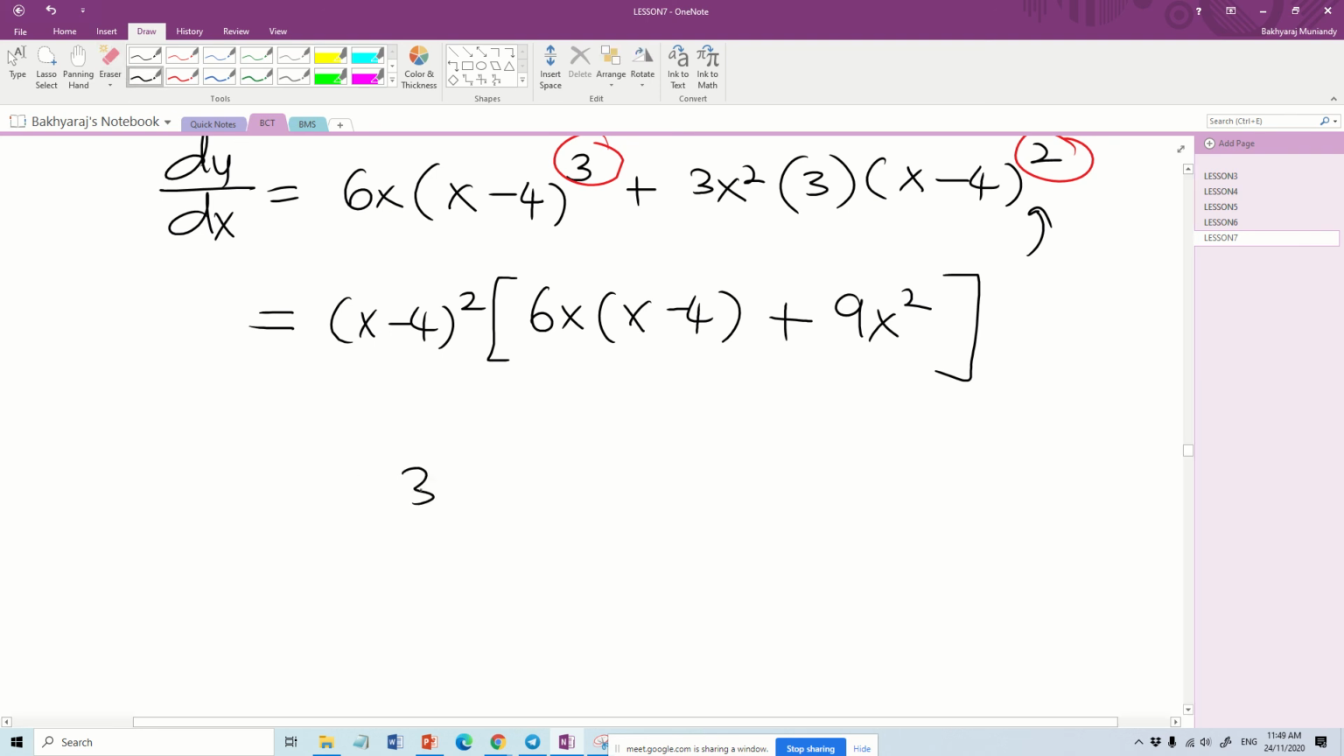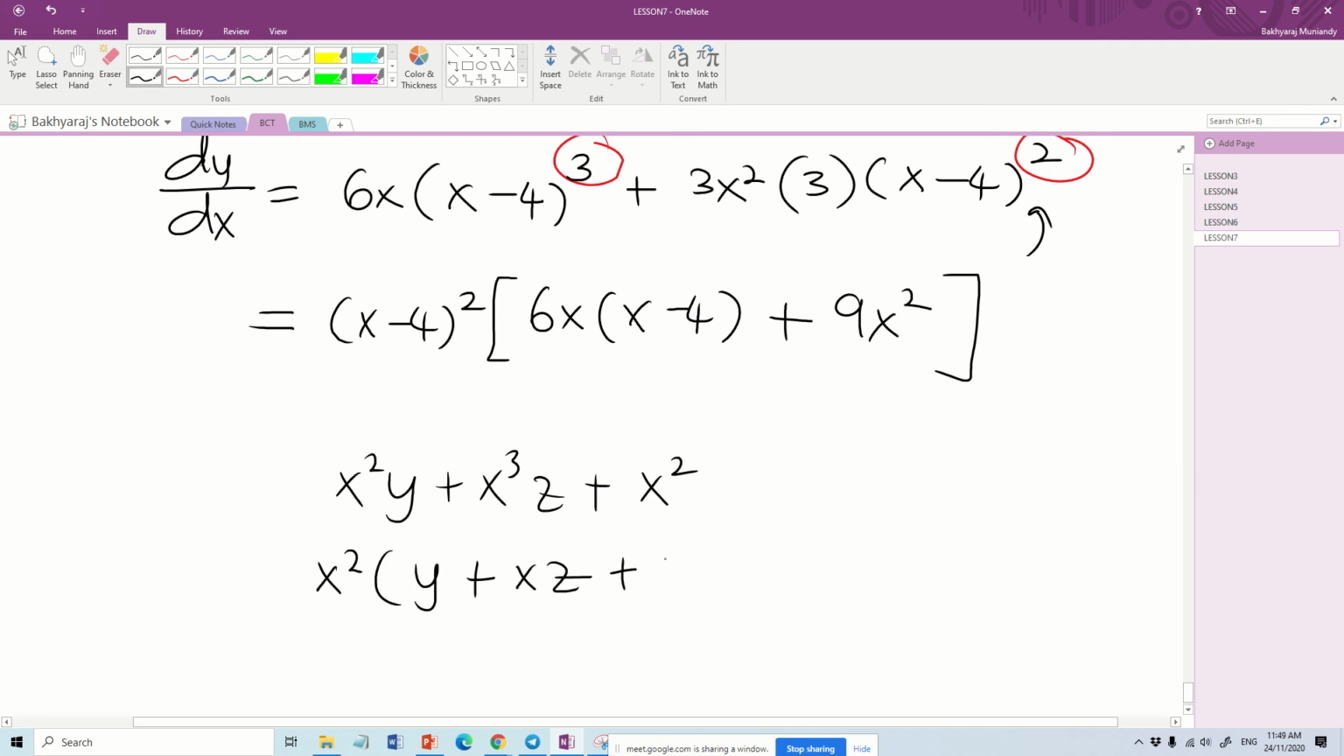Maksud saya macam ni. Okay, contoh saya bagi macam ni. Bagi simple problem. Okay, let's say saya ada x power 2 y tambah x power 3 z tambah x power 2. Ini baru jadi satu dah. X kuasa 2 kita keluar, ini jadi y, ini jadi xz. Ini baru jadi satu. So dia tak ada apa-apa dah, baru jadi x kuasa 2, baru jadi satu. So sekarang ni kita ada 9x kuasa 2. So dia akan sekali dah, dia bukan tambah satu. Faham ya Hafiz?